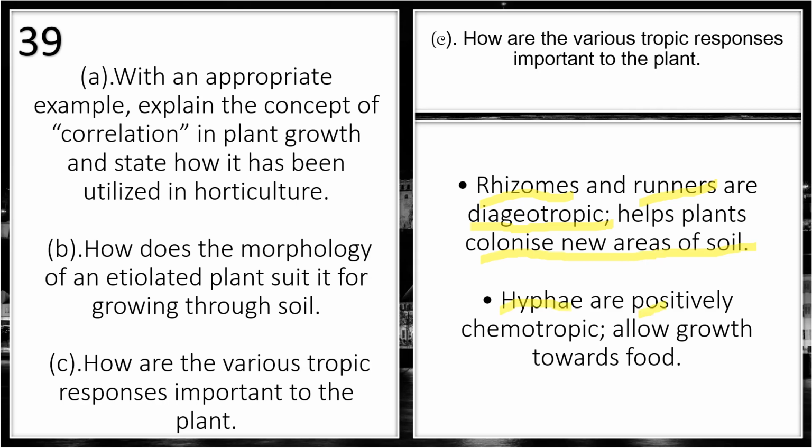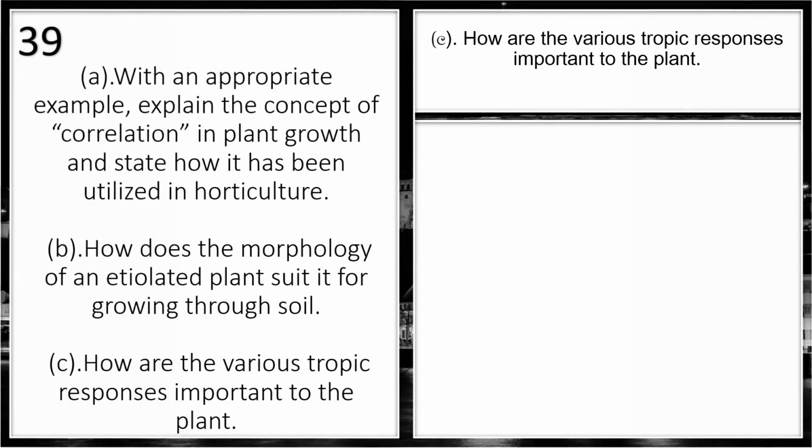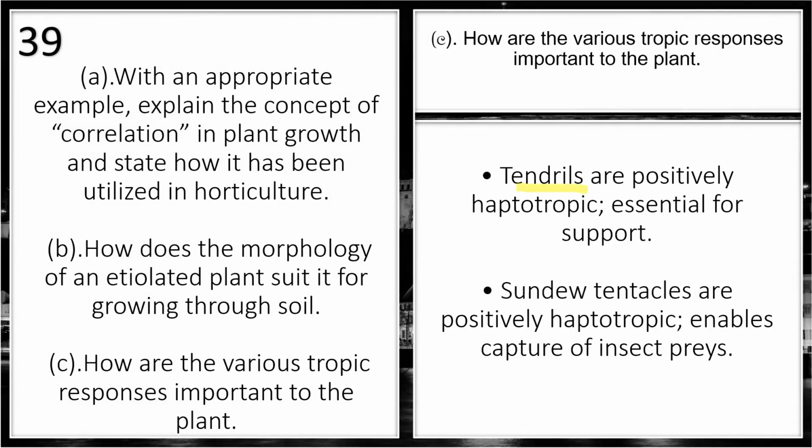Hyphae are positively chemotropic, allowing growth towards food. Tendrils are positive haptotropic, essential for support. Sundew tentacles are positive haptotropic. They enable the capture of insect prey.